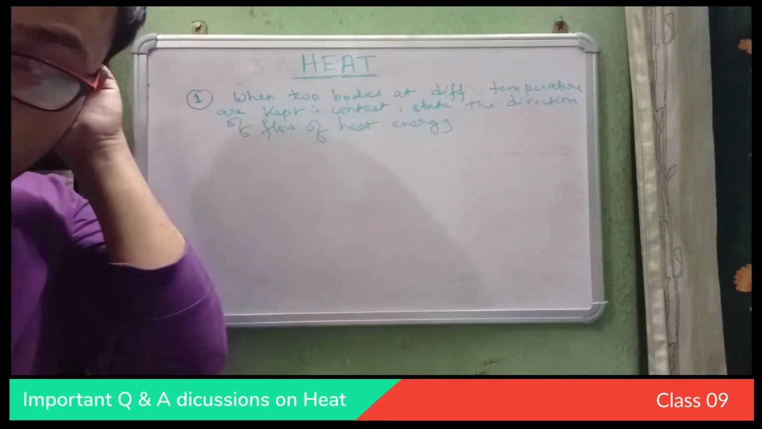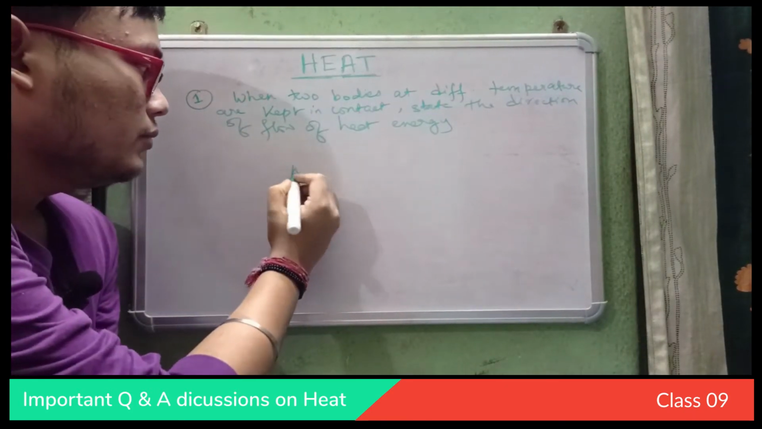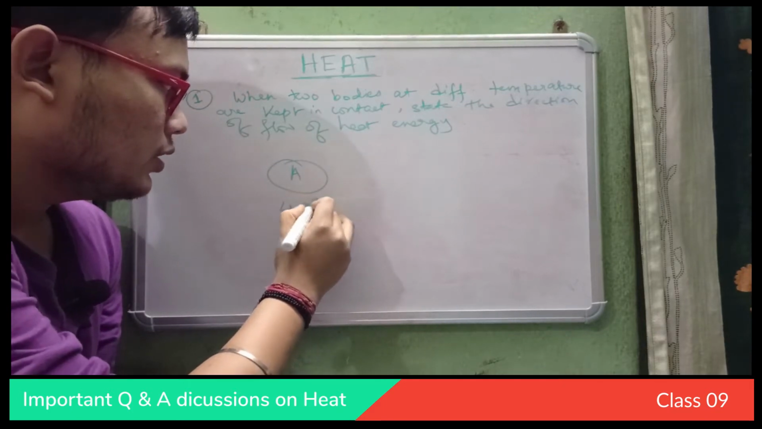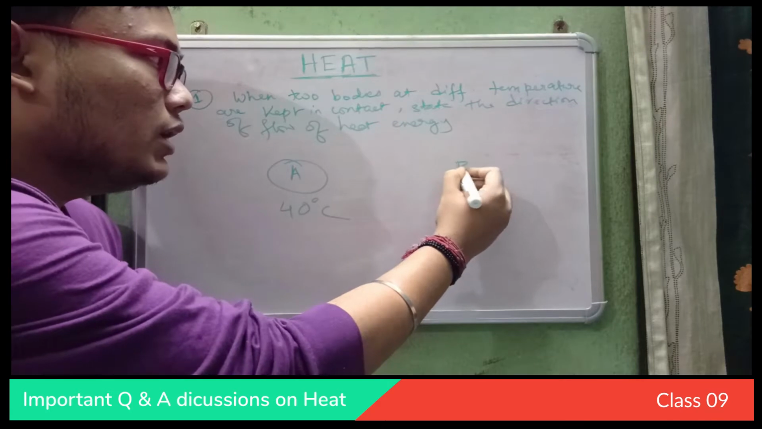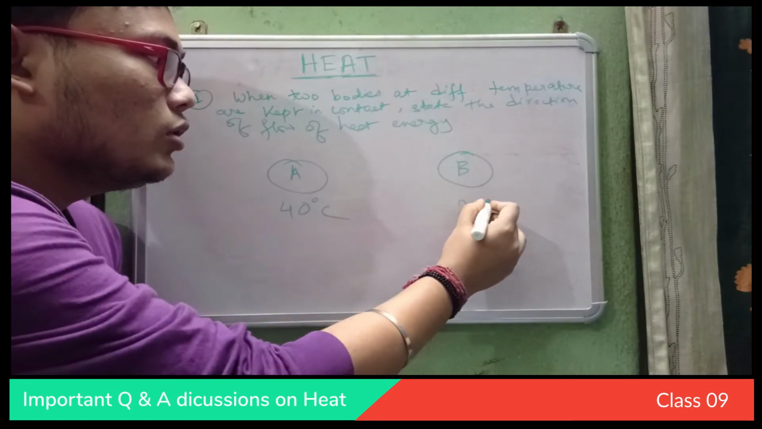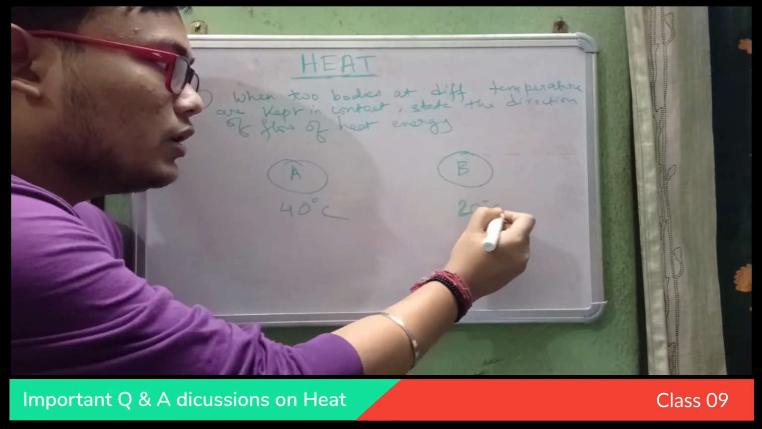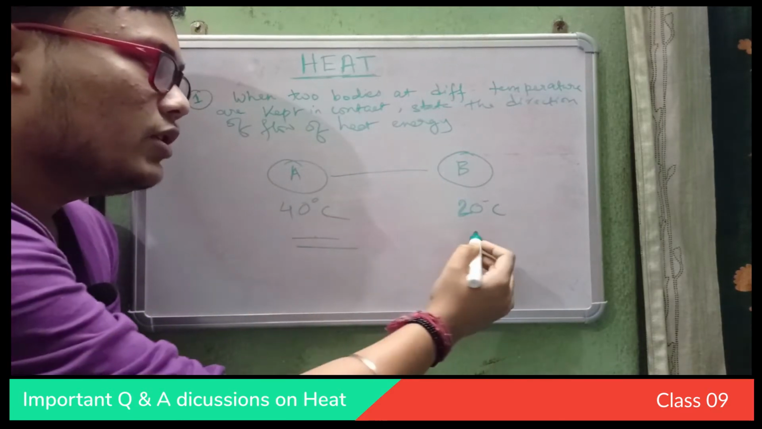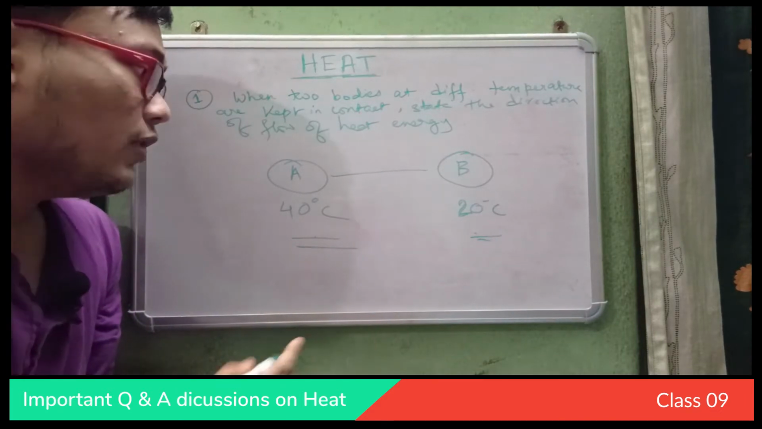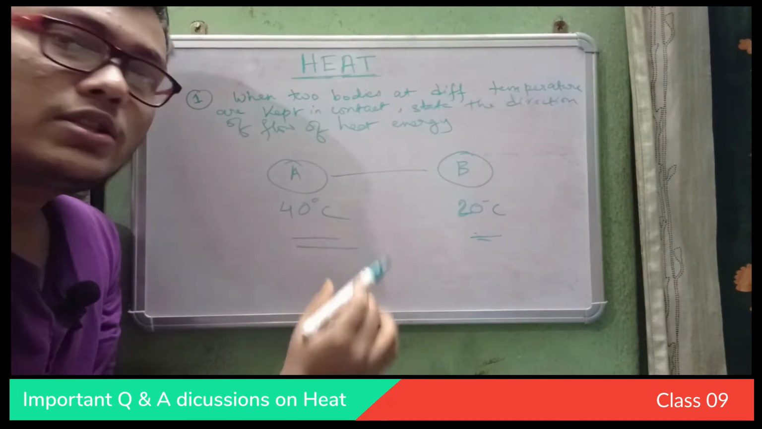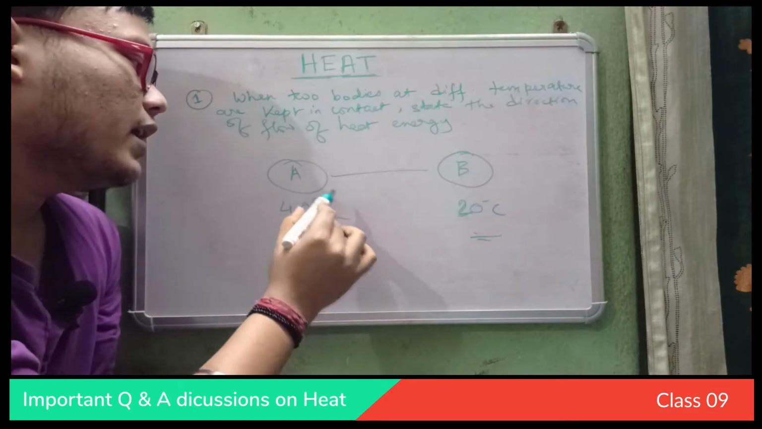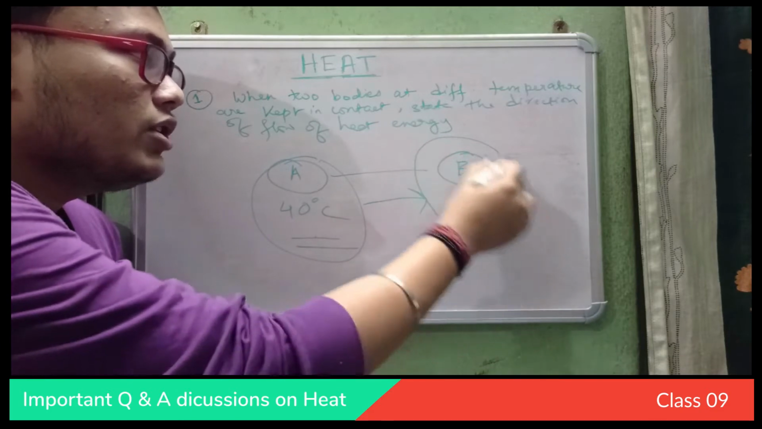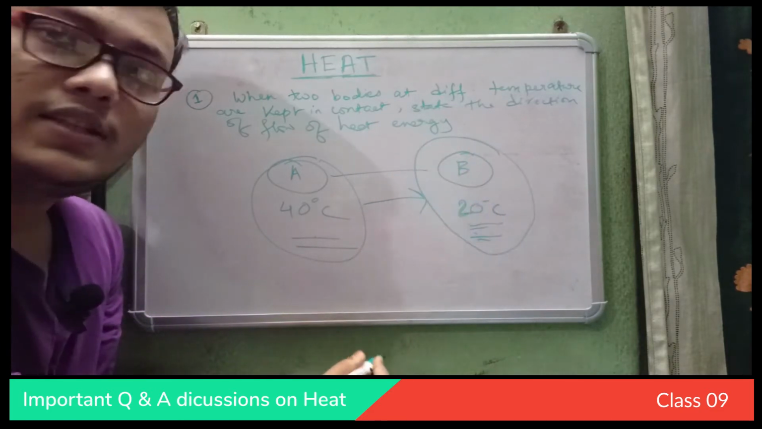So let us consider that body A is at a temperature, let's say 40 degrees Celsius. Another body which is B is kept at a temperature 20 degrees Celsius. So the two bodies are kept in contact and are at different temperatures, which is 40 and 20. So in my first video I had explained that heat energy always flows from a body which is at a higher temperature to a body which is at a lower temperature, which is 20 in this case.